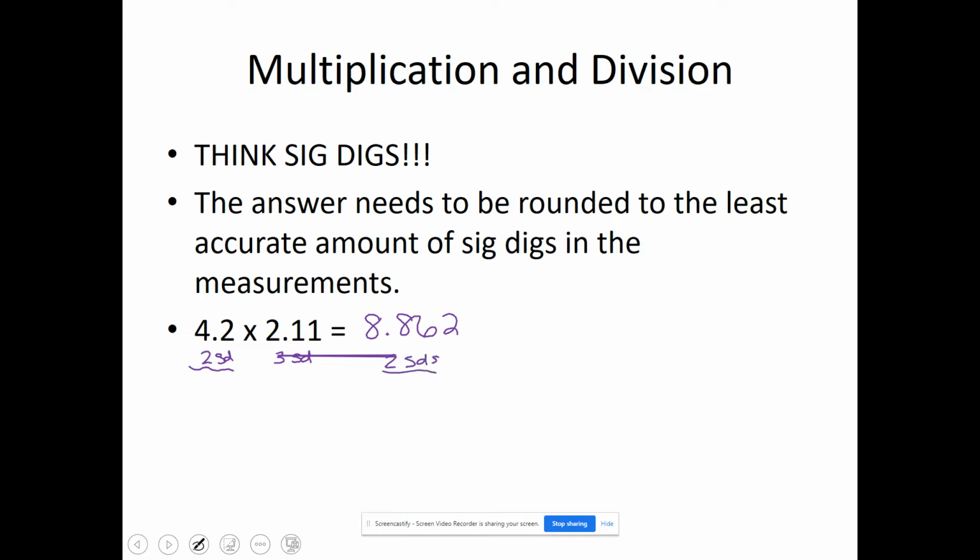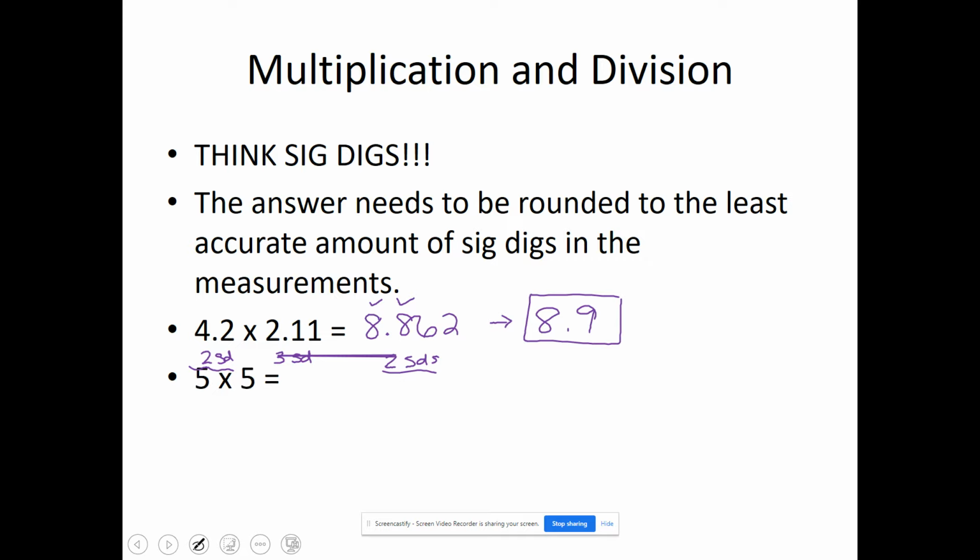Again, I don't know why my board puts a random straight line, but it does. So you need to round 8.862 to 2 sig digs. For your final answer with 2 sig digs, we need to round to the nearest tenth. So 8.9. Me, I think multiplying and dividing is much easier. I think it's easier to count sig digs than worry about place value.